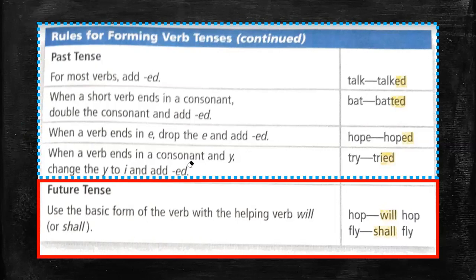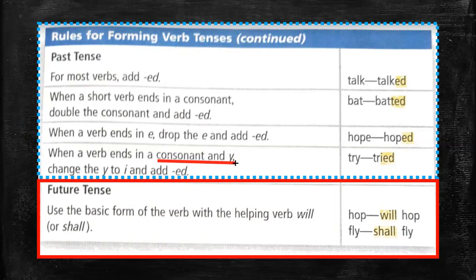when a verb ends in a consonant and Y, change the Y to I and add ED. And the important part about this one is the emphasis on consonant and Y. Some of you get confused with this rule. You see a vowel and Y and you automatically think because it ends with a Y that you have to change the Y to I and add ED. No, it is only for consonant and Y.